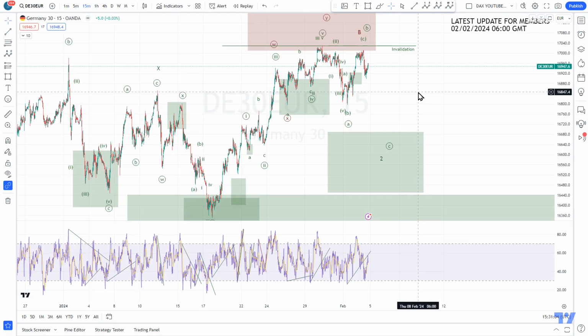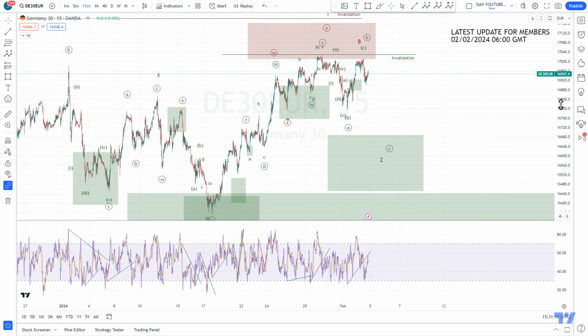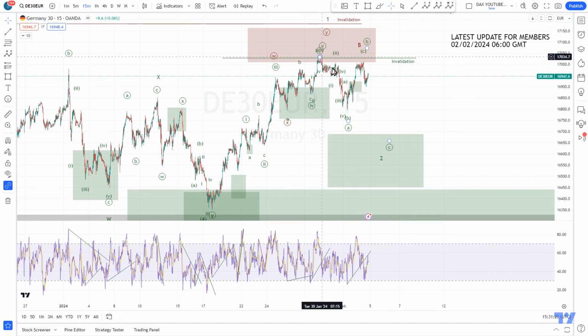Like if we go here to the 15-minute, for this count, the A, B, C structure, this here would be the invalidation level. Although there is still a possibility that this wave 2 unfolds as an expanded flat. However, it looks like we have 5 waves here, so I would go for the zigzag, A, B, C down if we stay below this level. This is the invalidation level.